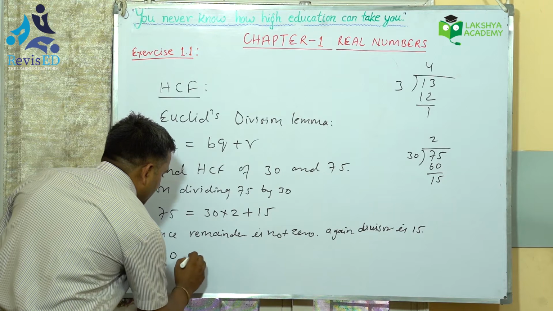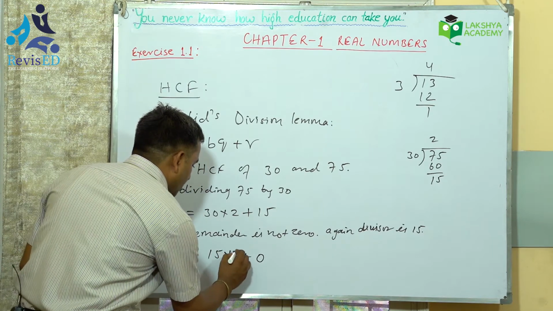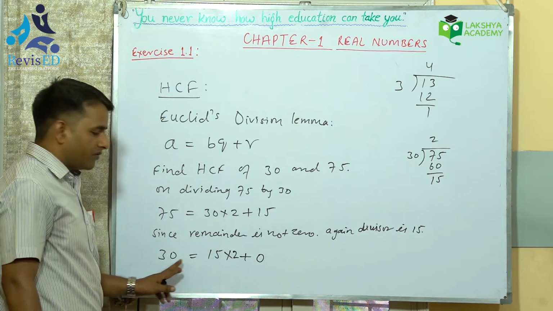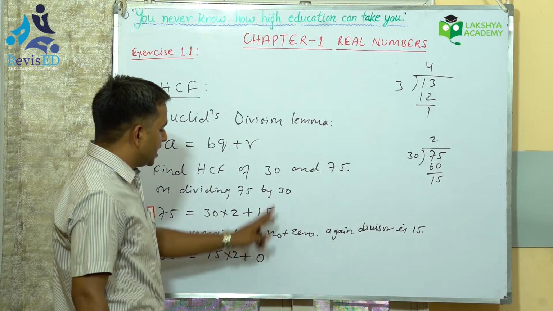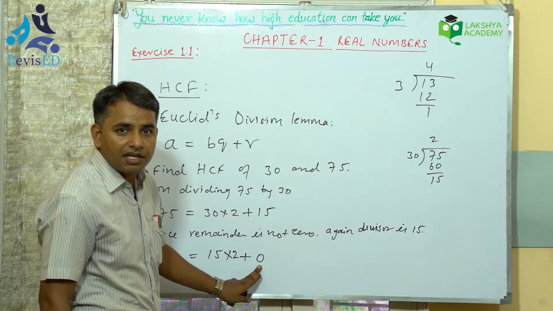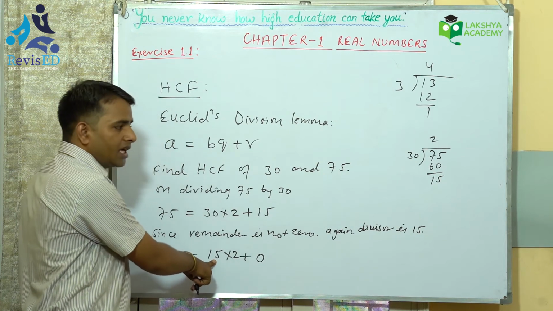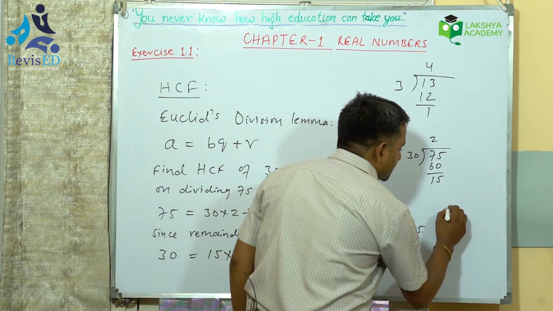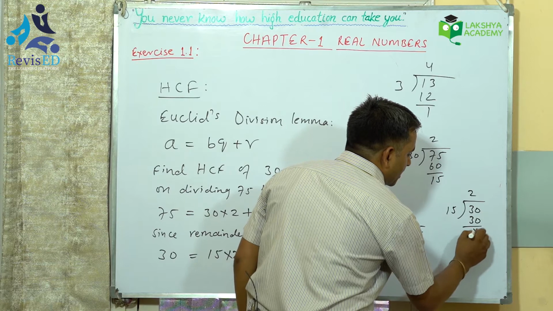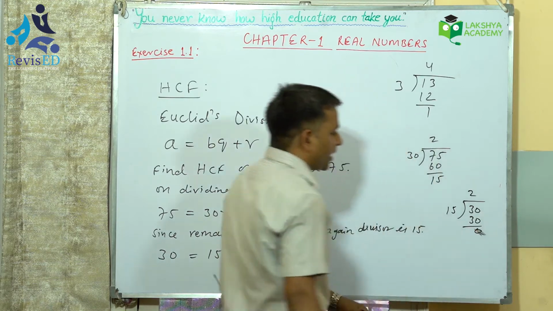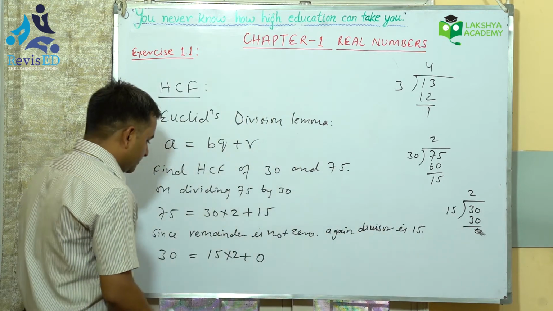So 30 equals 15 into 2 plus 0. On dividing 30 by 15, we get 2 as the quotient and 0 as the remainder. Now the division lemma will terminate here, because we are getting remainder 0. The number by which we get the remainder 0 will be the HCF. So on dividing 30 by 15, 2 times, this is 30 and the remainder is 0. By dividing by 15, we are getting the remainder as 0.